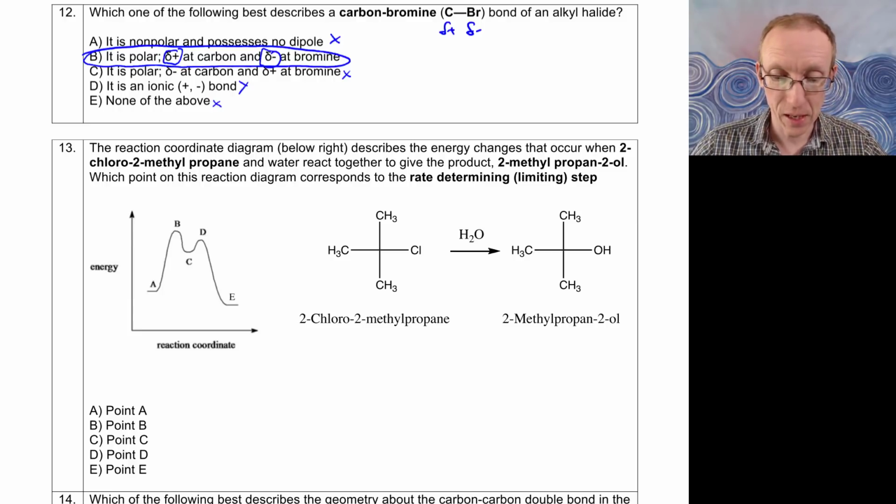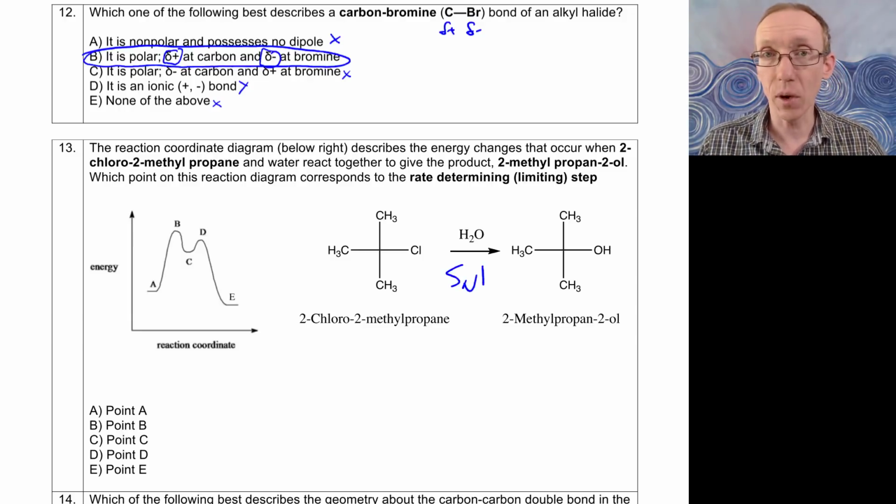Okay, question 13. The reaction coordinate diagram below and to the right describes the energy changes that occur when 2-chloro-2-methyl-propane and water react together to give the product 2-methyl-propan-2-ol. Which point in this reaction diagram corresponds to the rate limiting step? Okay, so what we're looking at here is what type of reaction. It's going to be an SN1 reaction.